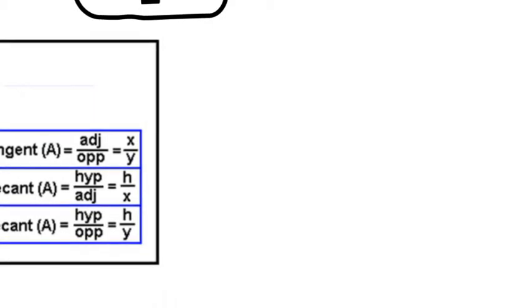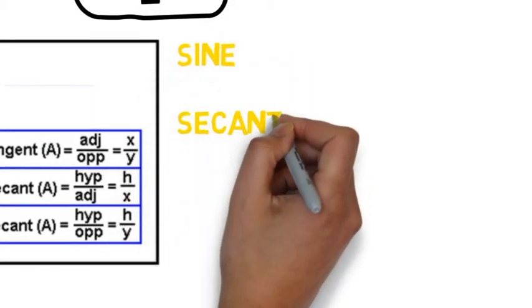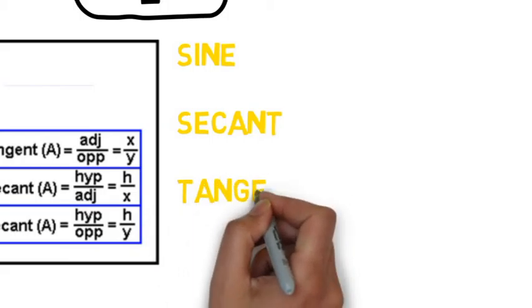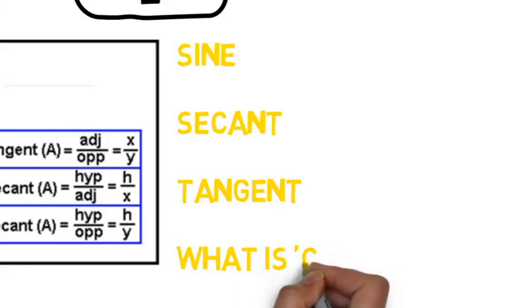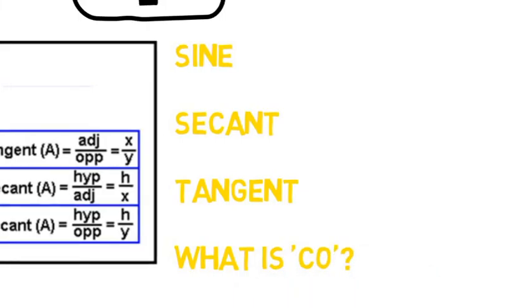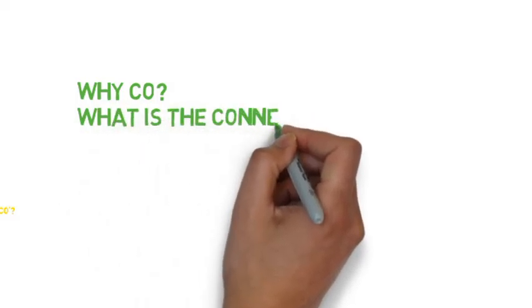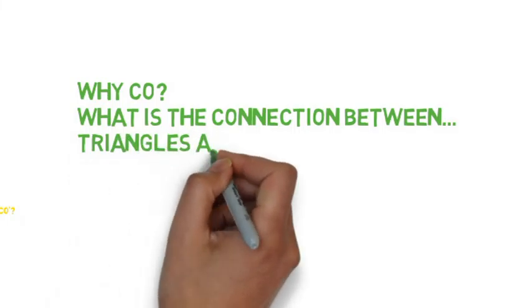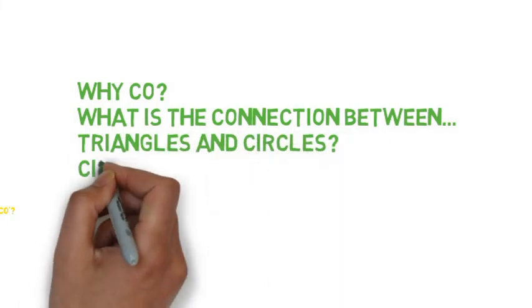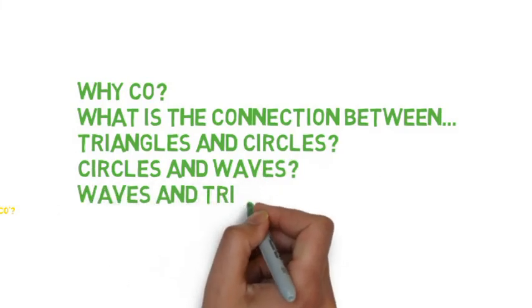You can see that there are three: sine, secant, and tangent. And all these have a pair. They have a cosine, cotangent, cosecant. Now the first question is, what the hell is the connection between the co and the non-co? Just the normal function.